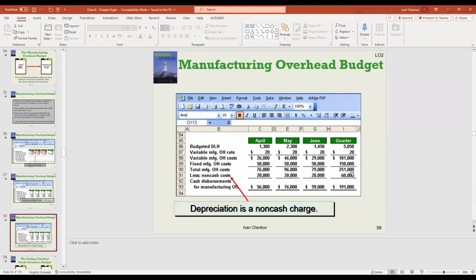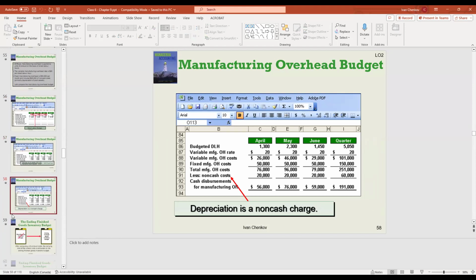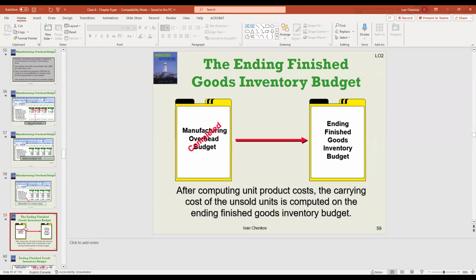Once we get the total manufacturing overhead, we're going to deduct the non-cash item and we'll see only the cash that we pay. Once we do that, we can go and do the ending finished goods inventory budget. How much will be the cost of our ending inventory? In order to do that, let's go back to the Excel spreadsheet and I'm going to show you.